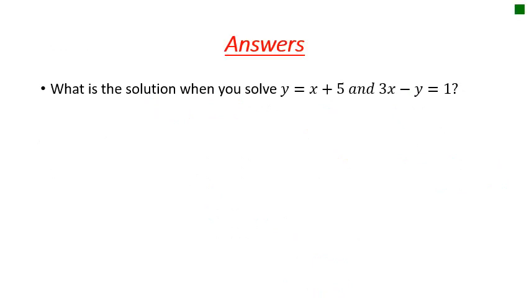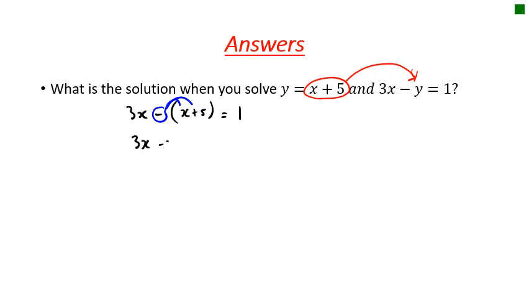Okay, so let's see how you went. Now remember, in this equation, the first one, it tells me what y is. Y is actually x plus 5. So what I'm going to do is substitute that into here. So that leaves me with 3x take x plus 5, because that's what y is, and that's meant to equal 1. Now this minus here belongs to both of these. So when I rewrite it, I end up with 3x take x take 5 equals 1.